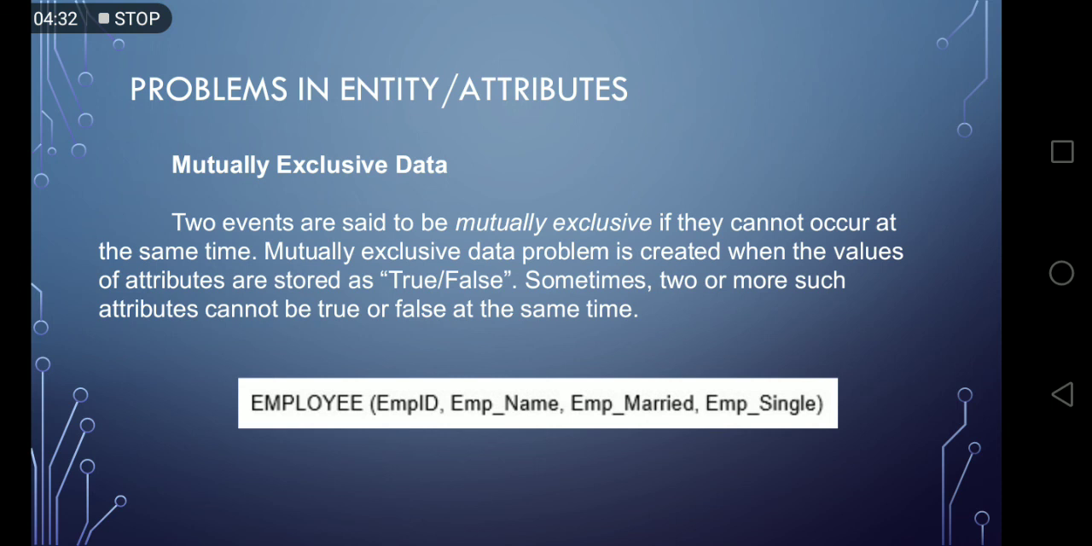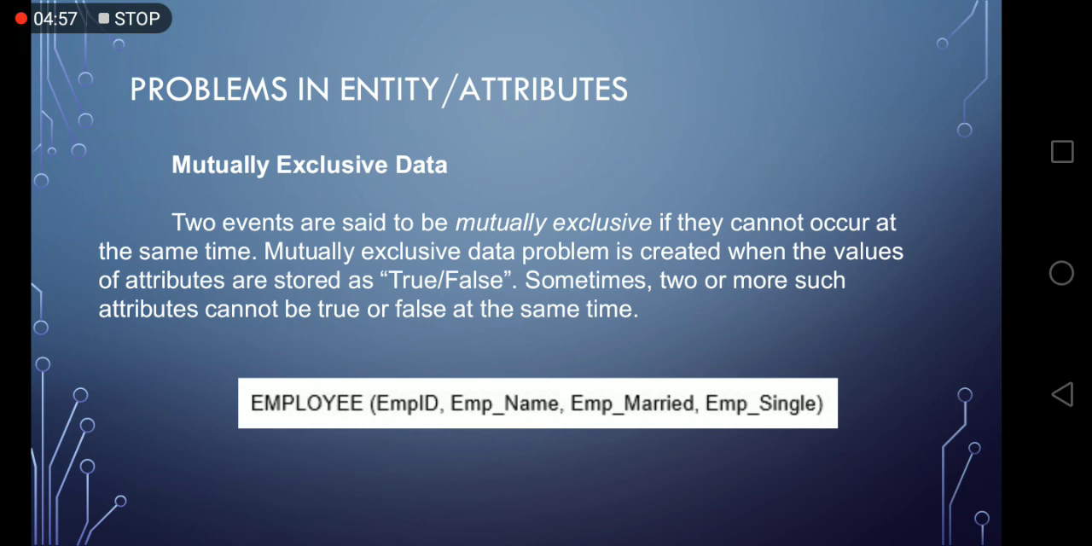This type of error can be resolved by combining both these two attributes into one attribute. So, in the employee relation, these two attributes should be combined into a single attribute of marital status. The value of this attribute should be either M or S, M for married and S for single.